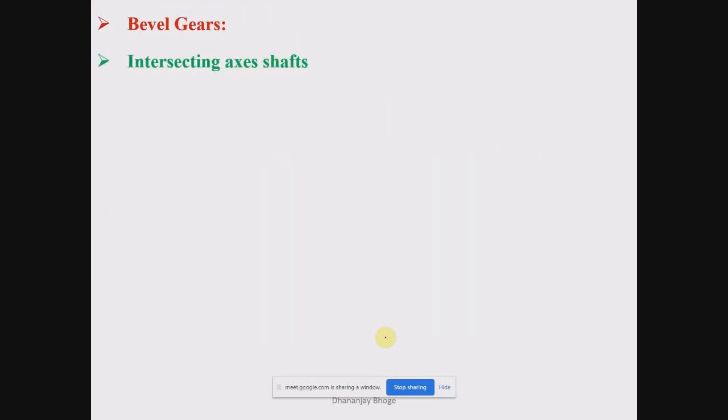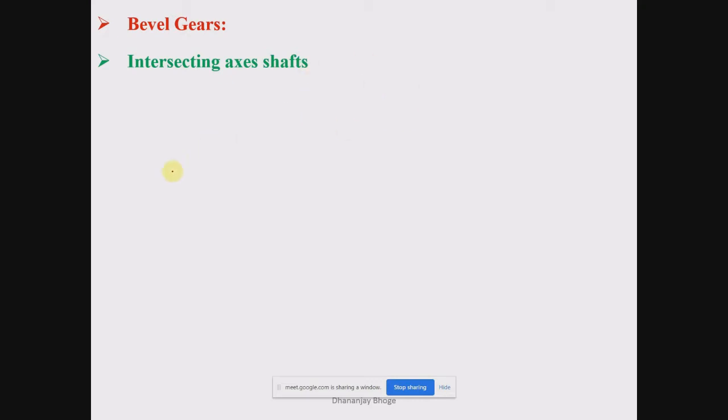Now we will go through the theoretical introduction of bevel gears. Bevel gears कशासाठी यूज करतो आपण? To connect intersecting axis shafts.